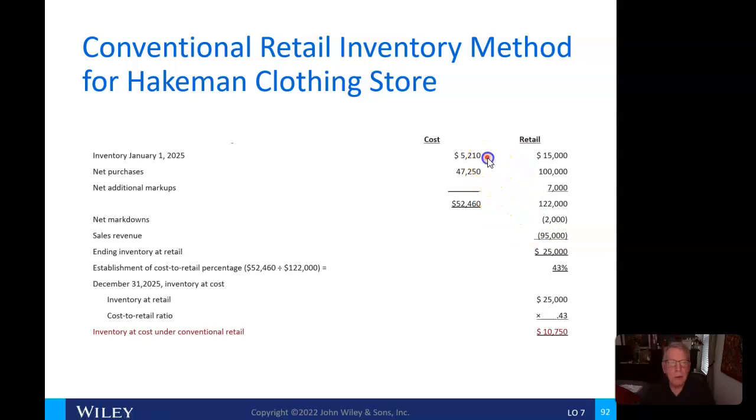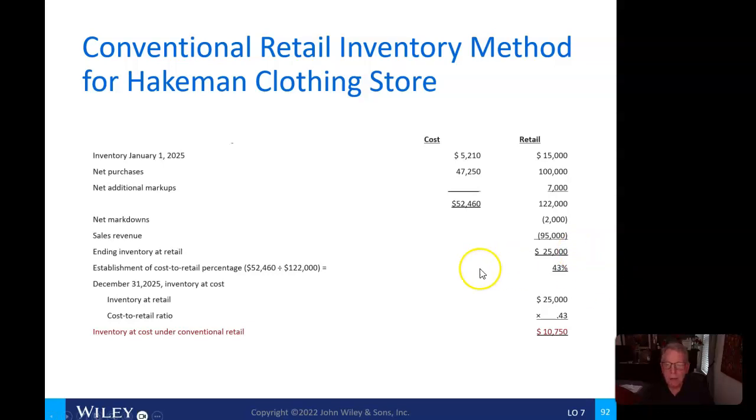They put in the inventories at cost, $52,460. And then they've applied the beginning inventory and net purchases at retail. They would add in the additional markups, subtotal of 122,000, back out net markdowns and sales revenue, 95,000. And that leaves me with my ending inventory at retail of 25,000.